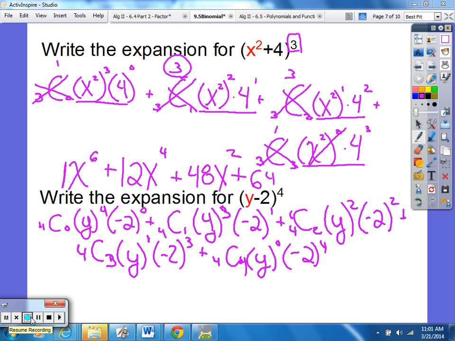All right, so we know this is 1. This would be y to the 4th, right? And negative 2 to the 0 is 1. That's the first part. Plus, what's 4 to the 1st?